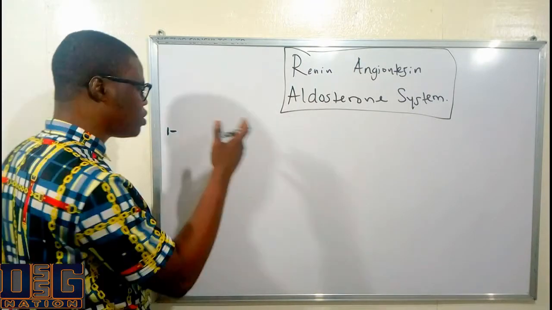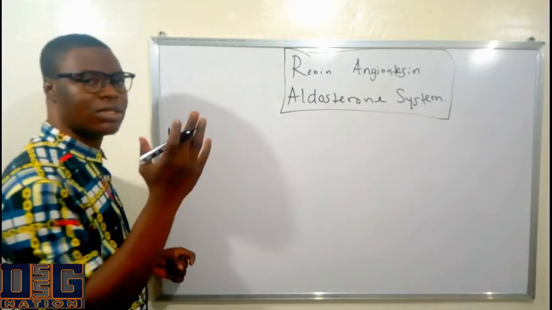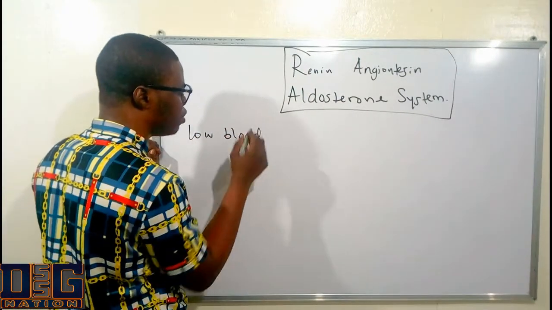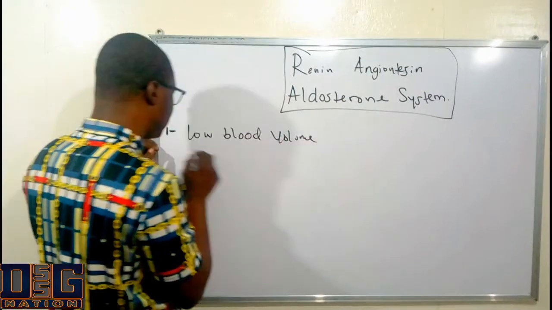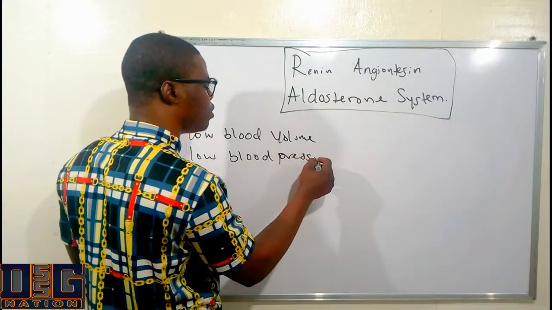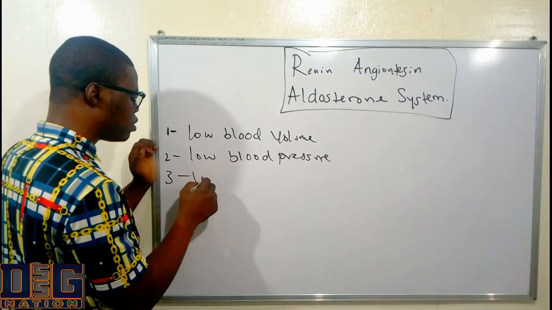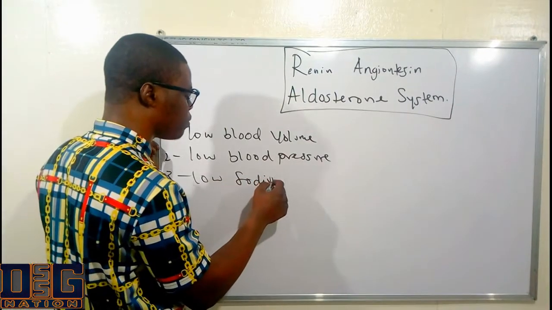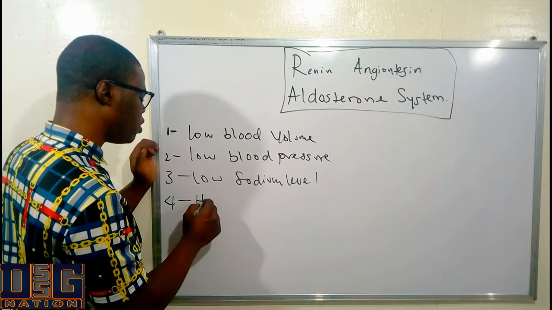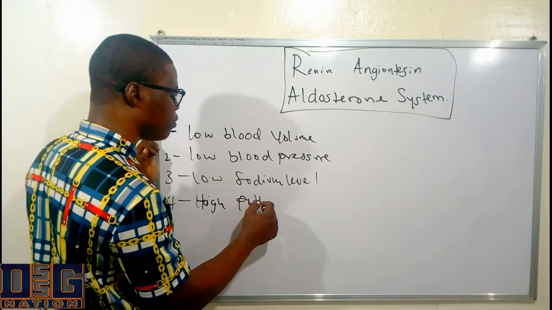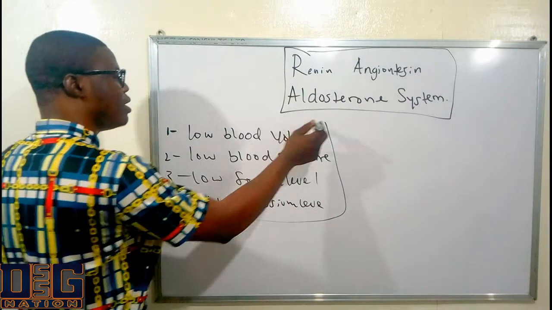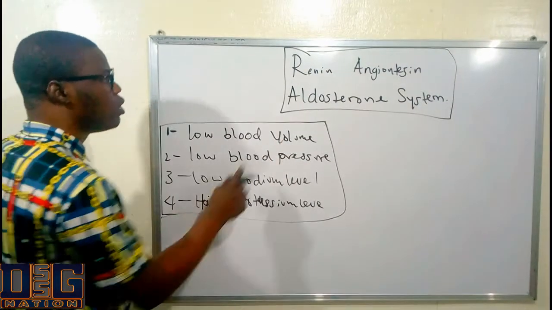So what is that change that occurs in the renin angiotensin aldosterone system? The first one is called low blood volume. The next one is low blood pressure. The next one is low sodium level, and the last one here is high potassium level. So whenever the body is experiencing either of these four or all of these four, the RAAS mechanism is going to be initiated.